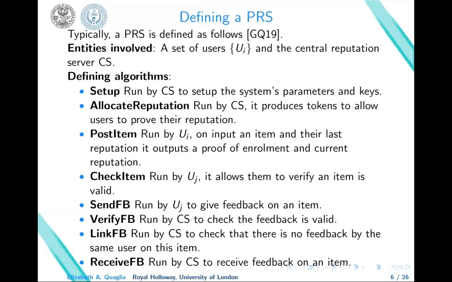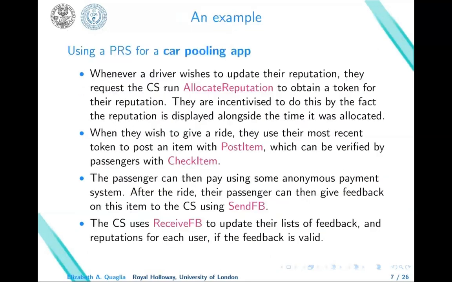So I completely understand this can be a little overwhelming to see all of these algorithms, and do we really need all of this? Well, maybe it's a little more intuitive if we run through an example and where these algorithms may pop up in a real use of a peer rating system. So suppose you're using a PRS for a carpooling app.